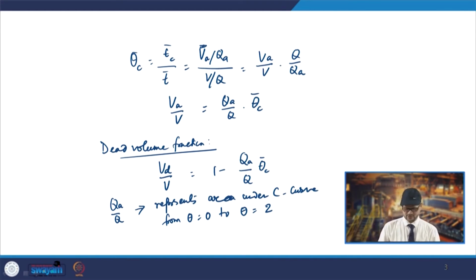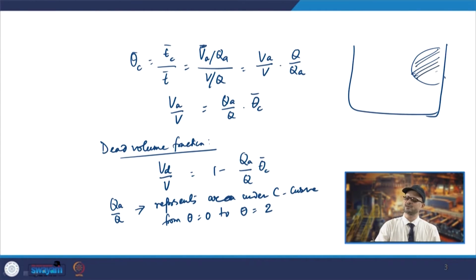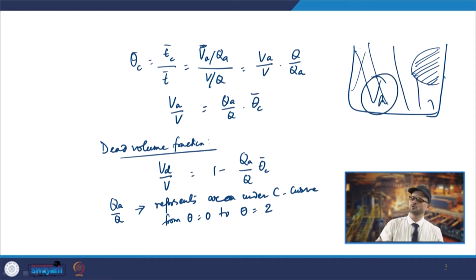If your dead region is completely stagnant, because there may be a dead region where the fluid is not at all flowing, then effectively the volume is reduced to Va only. The effective vessel volume will be only Va. So, that Vd part is completely unutilized. Suppose you have a tundish and this region here is completely stagnant. In that case, effectively you have only Va. So, that is another aspect of the dead region.